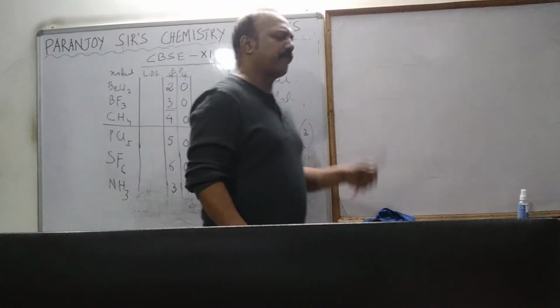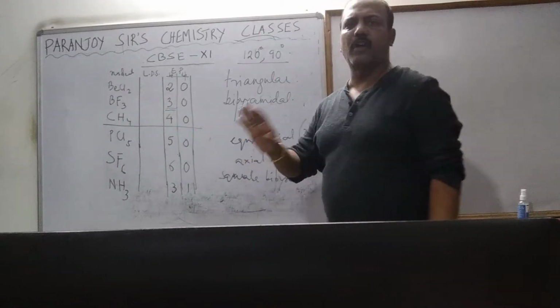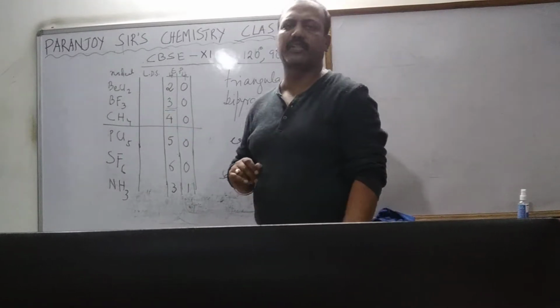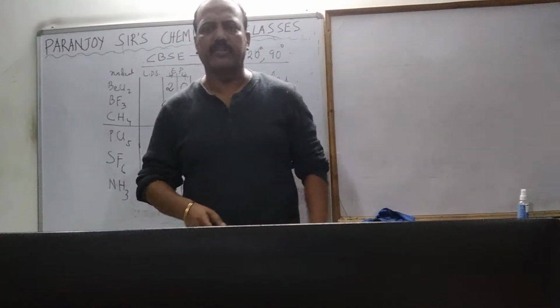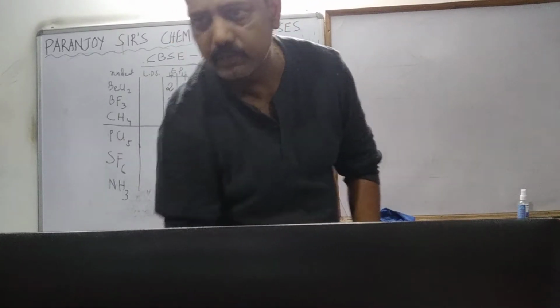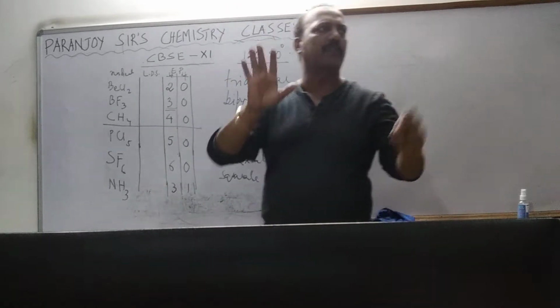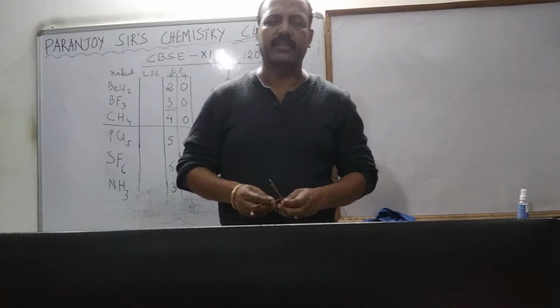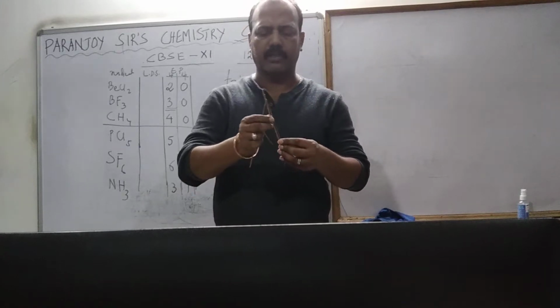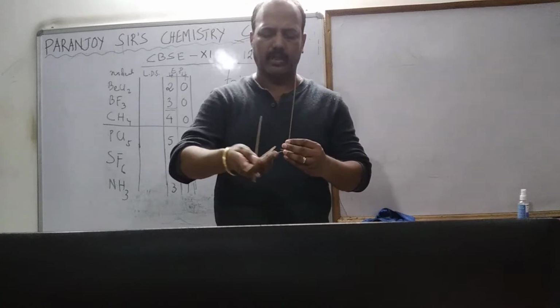So when there are 4 pairs of electrons, in case of CH4, what was the shape? Just see and tell. Tetrahedral. Okay. I hope you had all seen that. It is tetrahedral, and we have talked about the tetrahedral geometry. It looks like this.